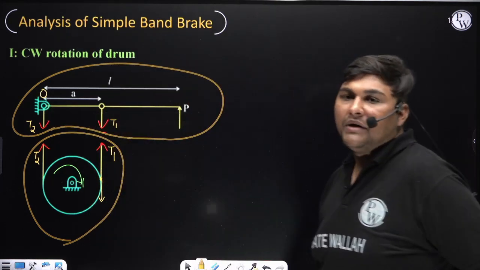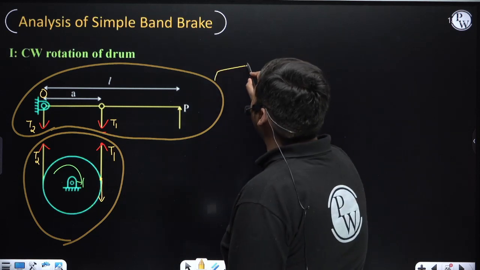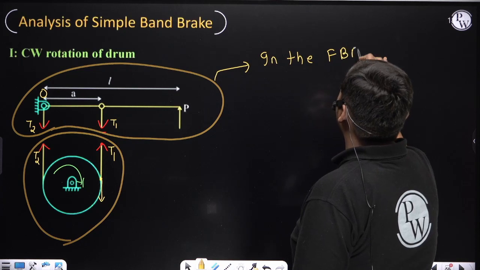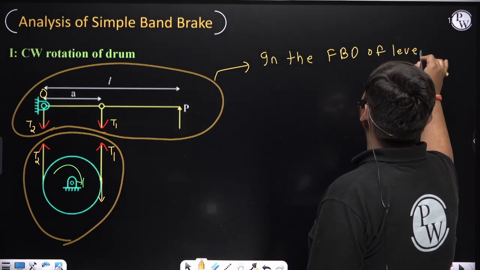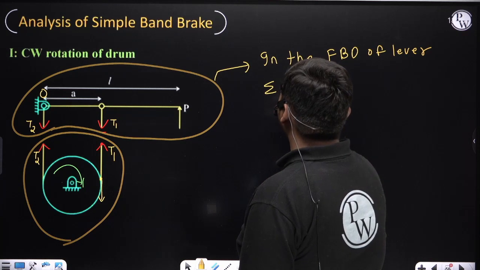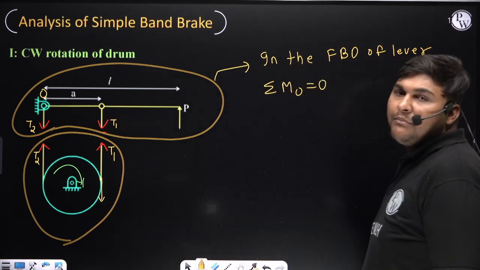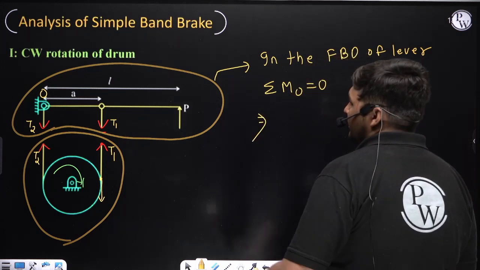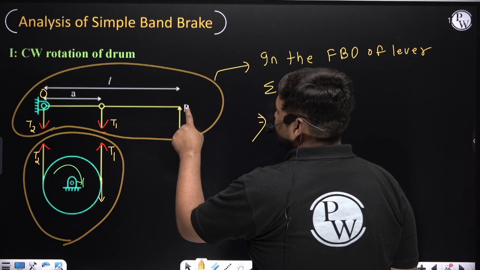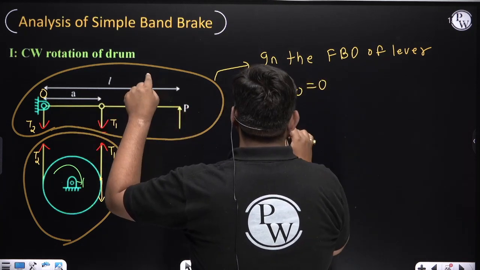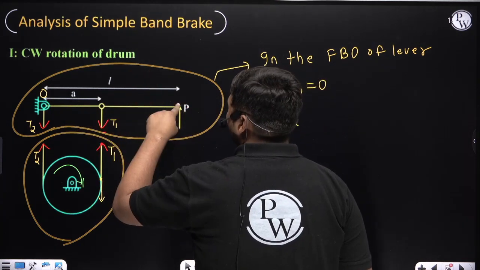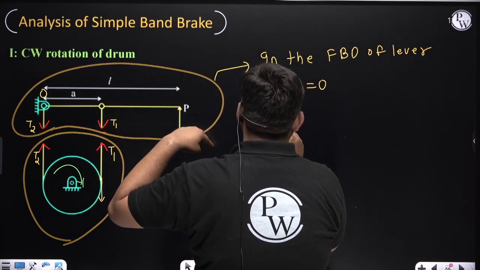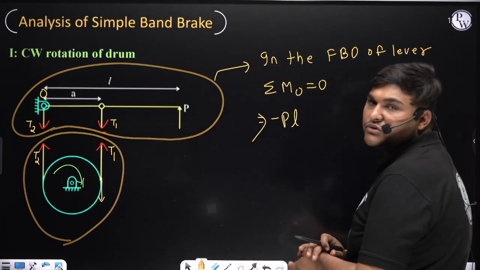After drawing this FBD, always take, in the FBD of lever, net moment about fulcrum O equal to 0. If you do this, first, the moment of effort P: it is P, its perpendicular distance from O is L. Now the direction of moment of this effort P about O is anti-clockwise. Suppose I am considering clockwise as positive and anti-clockwise as negative, so it will be minus.